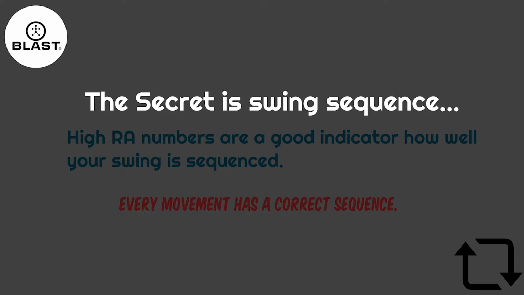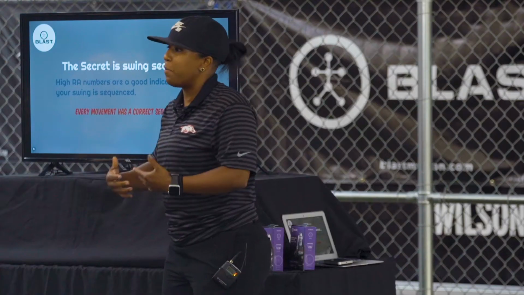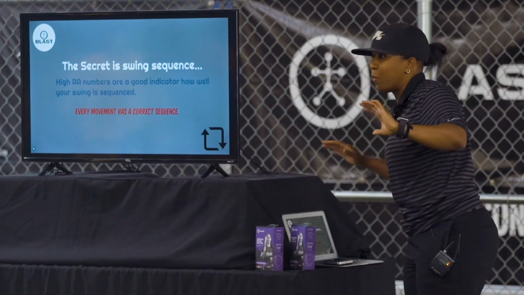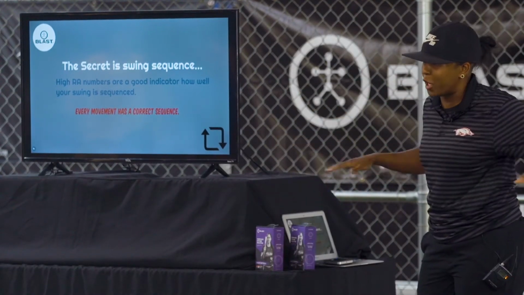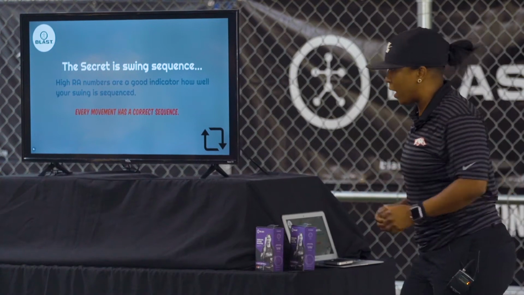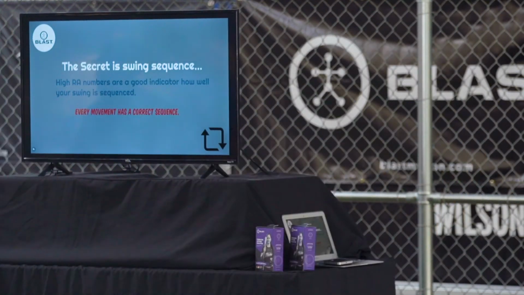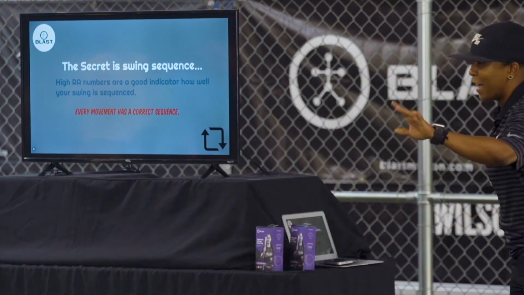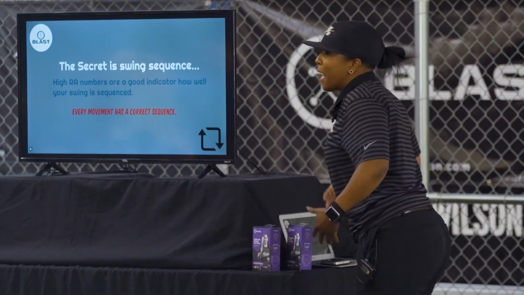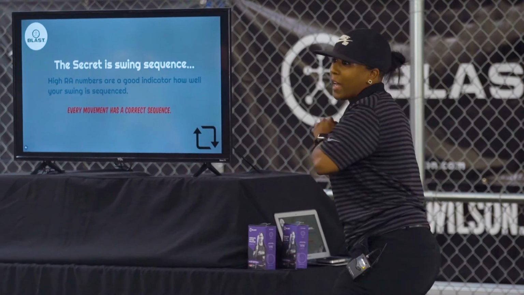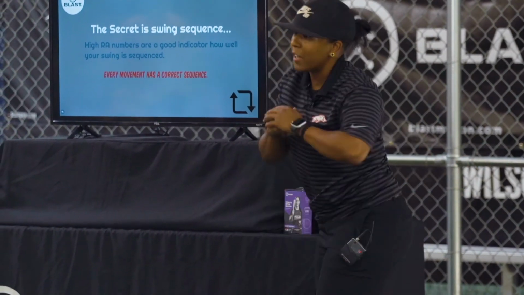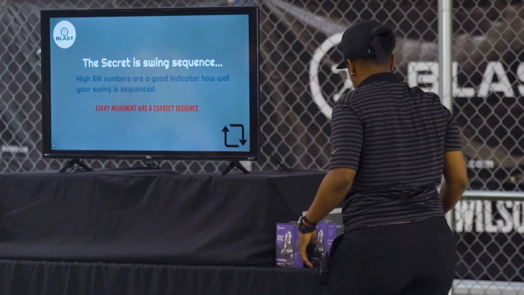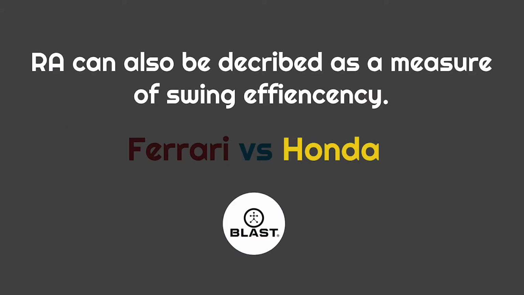So if you have a kid that has a really high rotational acceleration number, it means that their swing sequence is pretty good, okay? Everything that we do has a sequence. Every intricate movement. When we run, our running has a sequence, okay? If I ever see a kid run like this, they're not coming to Arkansas, okay? Because that's not how you run. That's not how you do it, okay? But everything that we do has a sequence, right? Throwing has a sequence, okay? If I see a kid do this, they're not coming to Arkansas. It's bad sequence, right? It's the same thing with our swing, okay?